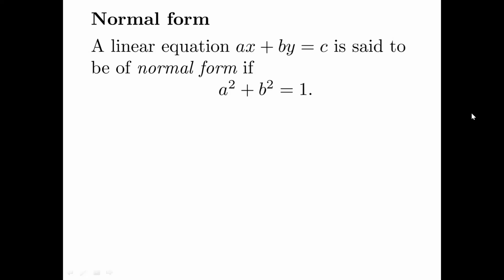Normal form is similar to standard form, with an additional restriction that the sum of the squares of leading coefficients equals 1. In some books and videos, it is also required that the constant c is not negative, but I don't apply such requirement in my videos just for convenience. The constant c in my video can be positive, 0, or negative.